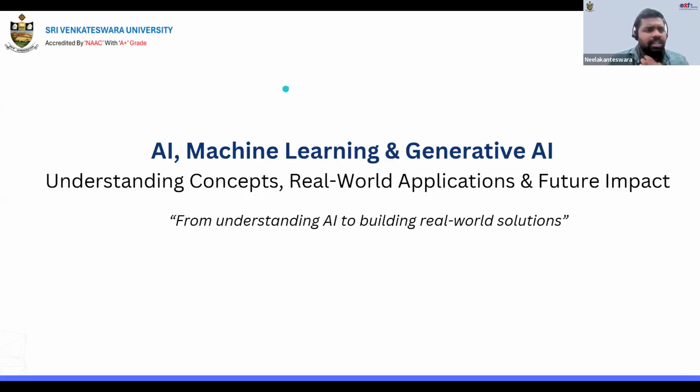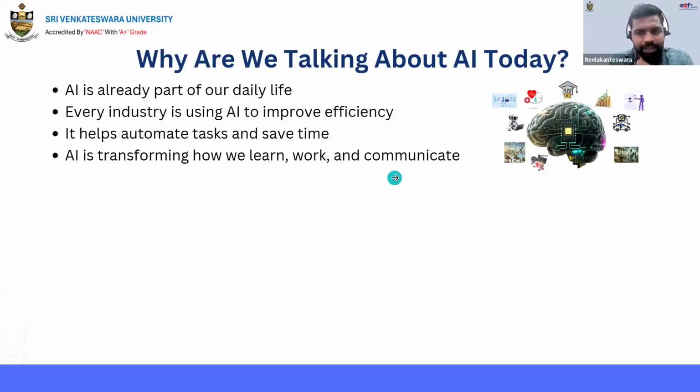Now we start with one interesting question: why are we talking about AI today? AI is not a new thing or a new word. It was introduced in the 1950s itself. But nowadays we are all talking about AI extensively. Why? Because AI has now moved from research labs to our mobile phones. Each and every day we are using AI. AI has become a part of our life.